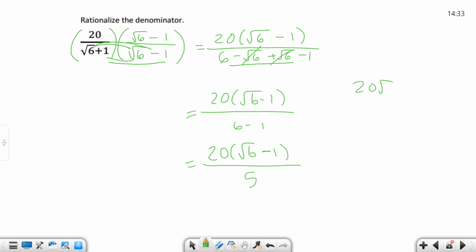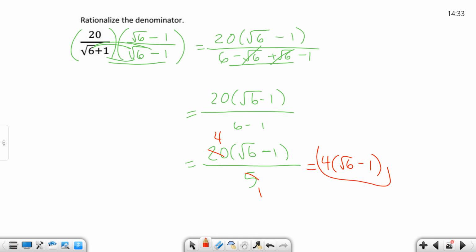If I had this, then I couldn't cross that out. That's a no-no. Can't do that. So here, because the 20 is still factored out, I can divide this out, and I'm left with a 4 here and a 1 here, which is nice because now I don't have a fraction anymore. Okay, I'm simply left with 4 times the square root of 6 minus 1.